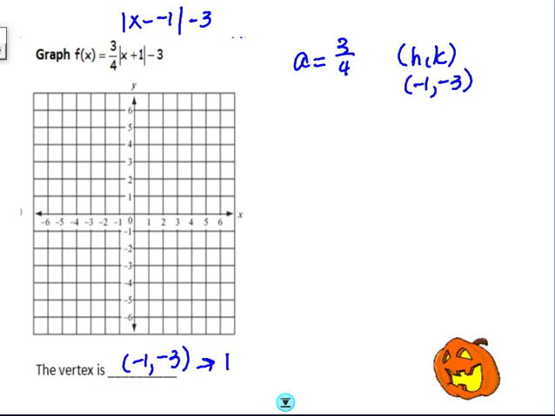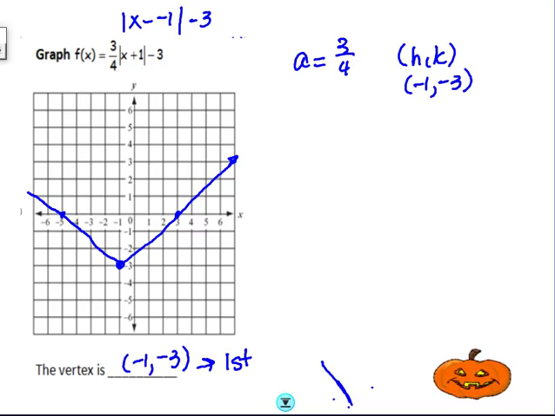We always start by graphing the vertex first. So graph (-1, -3), and then we're going to count a. So we're going to go up 3, right 4. And we're going to continue until we can't fit any more points on our graph. Up 3, right 4. Now to get the V, the other side, we're going to do the opposite. We're going to go up 3, left 4. Alright, connect your points. And there's your absolute value graph.